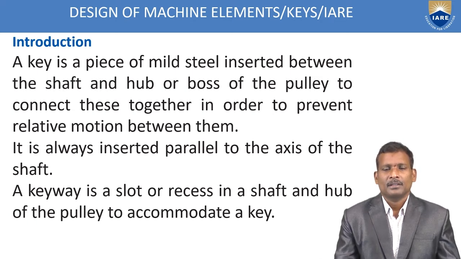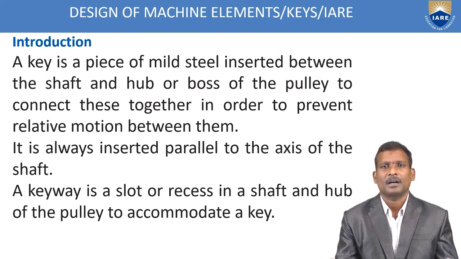The main two functions are there: one is the primary function, another one is the secondary function. The primary function is transmitting power, transmitting torque from the shaft to the hub, which is the element mounted on this shaft. The other one is to prevent the relative motion between these two. So it is always inserted parallel to the axis of the shaft.